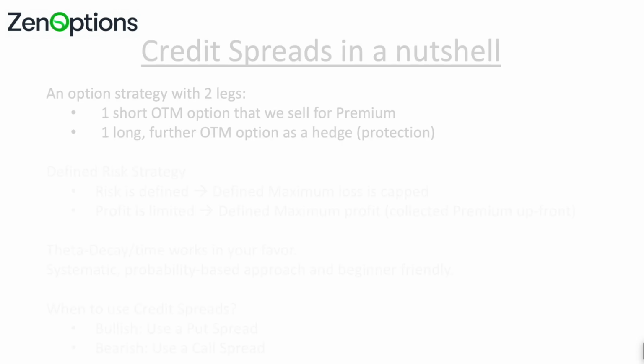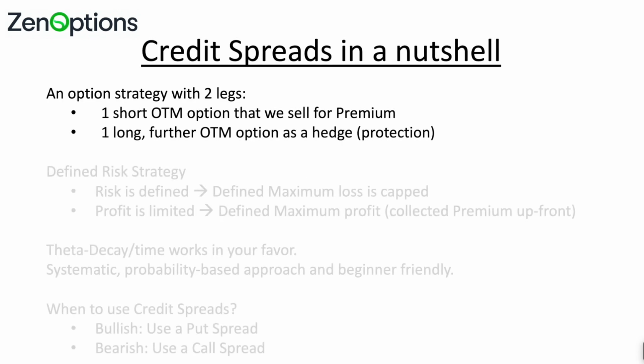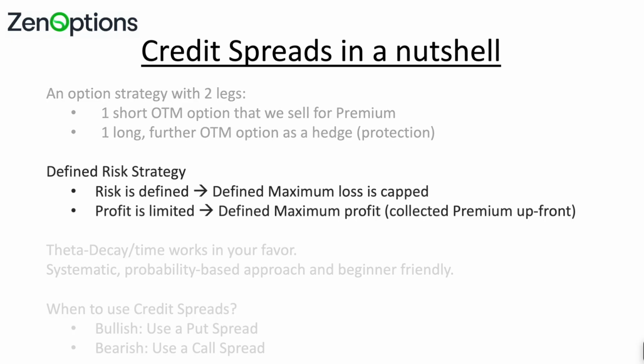Let's get started. A credit spread is a simple, defined risk option strategy made up of two legs. You sell an out-of-the-money option to collect premium, and you buy another option even further out of the money as protection to limit your risk. Hence, it's a defined risk strategy where your maximum loss is capped. The credit, or premium you receive for selling this option, is your defined maximum profit.